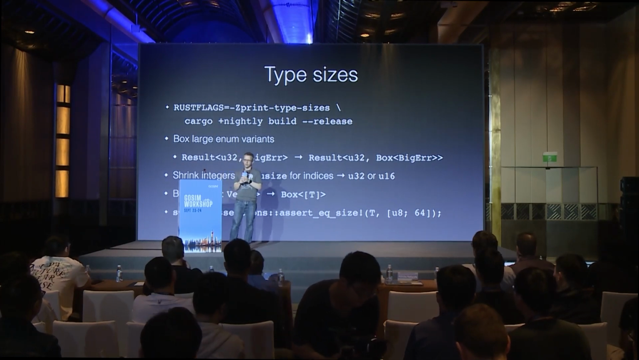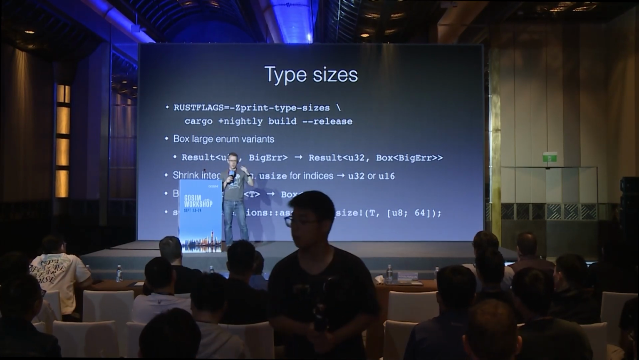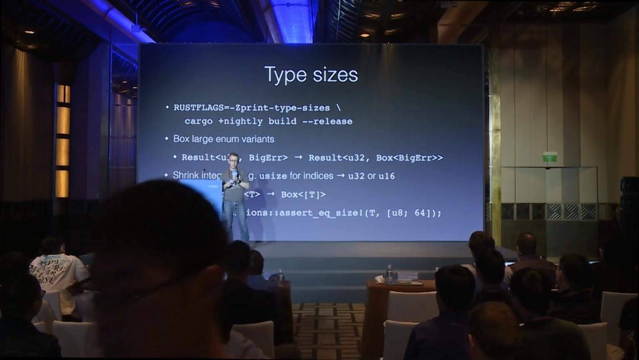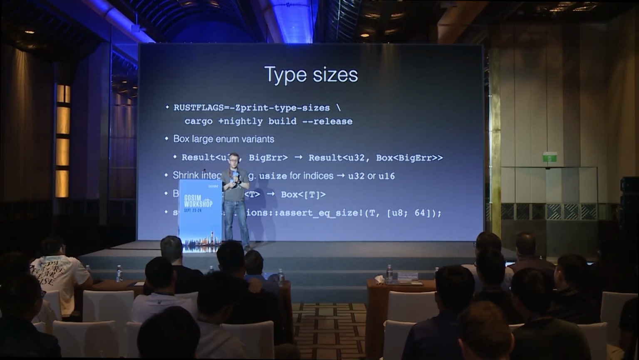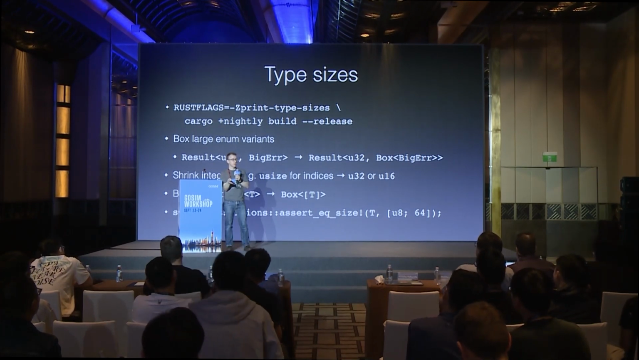And it gives you a lot of information, and you get a really good picture of how exactly that is laid out. And then you might find some surprises. You might find some types that are perhaps bigger than you expected. And then the question becomes, well, how can I shrink those?